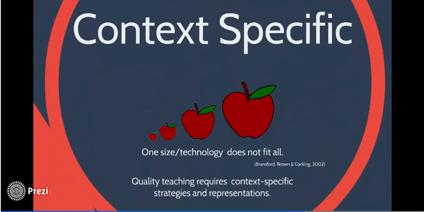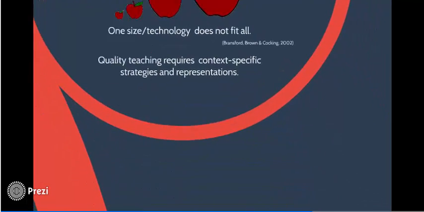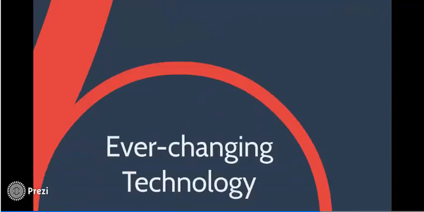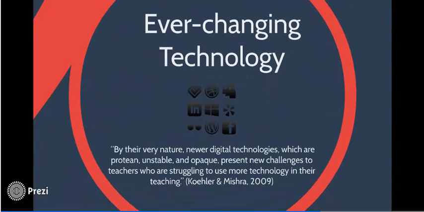Quality teaching requires context-specific strategies and representations. Each technology comes with its own strengths and weaknesses, thus making it more suitable for certain tasks than others. Lastly, ever-changing technologies pose a great challenge to the teachers who are struggling to implement them.